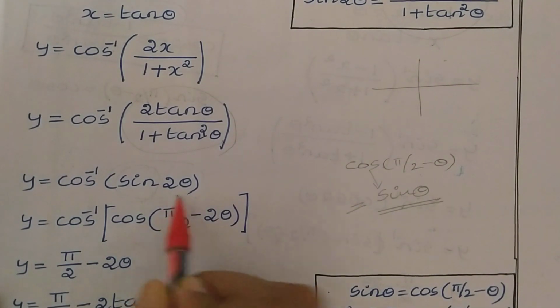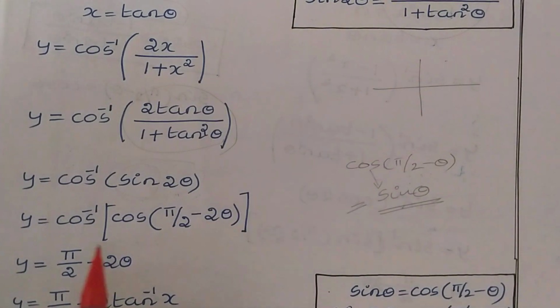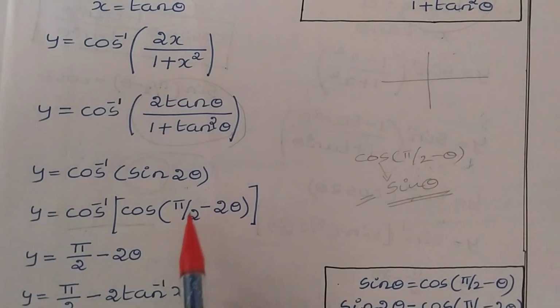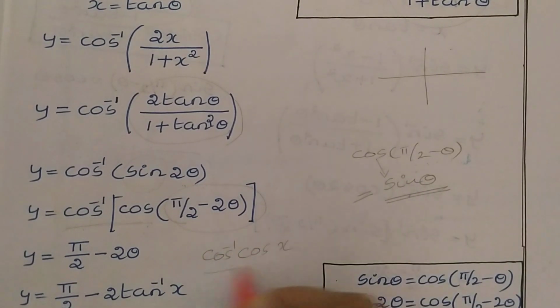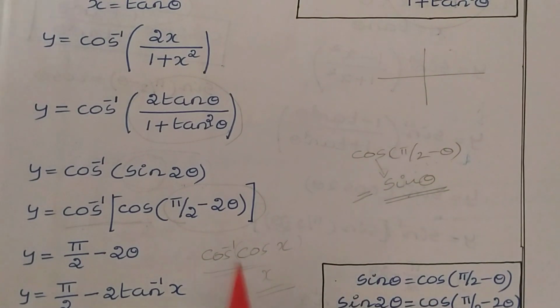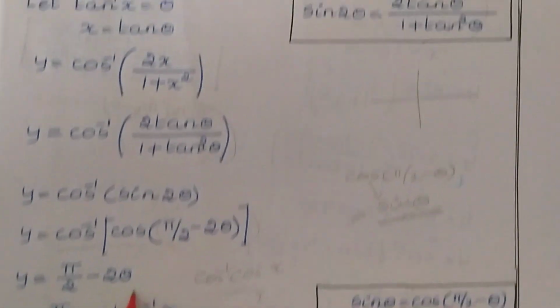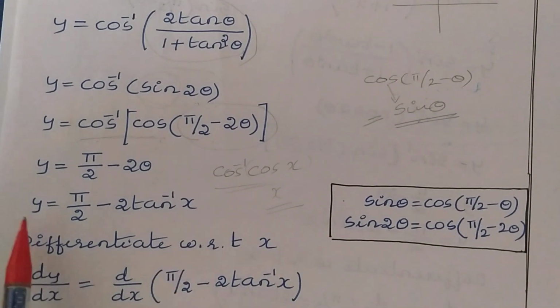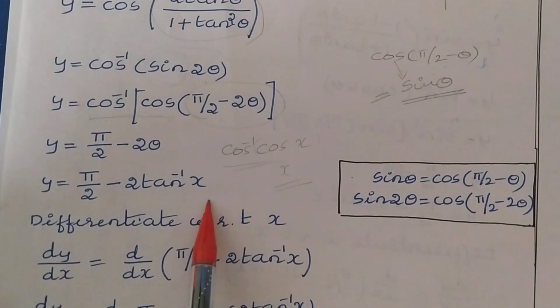That means this is equivalent to cos(pi/2 minus 2 theta). Now from the inverse trigonometric function formula, if you have cos inverse cos x, then this is equivalent to just x. So we can write this as pi by 2 minus 2 theta. Then theta we have taken at the beginning, tan inverse x. So just substitute that. So we get y is equal to pi by 2 minus 2 tan inverse x.